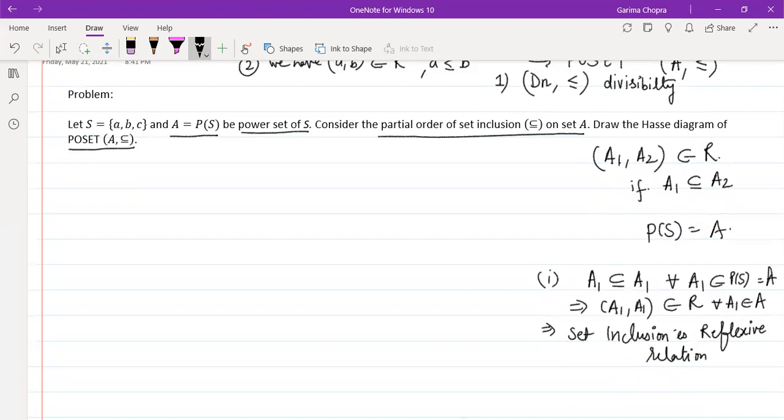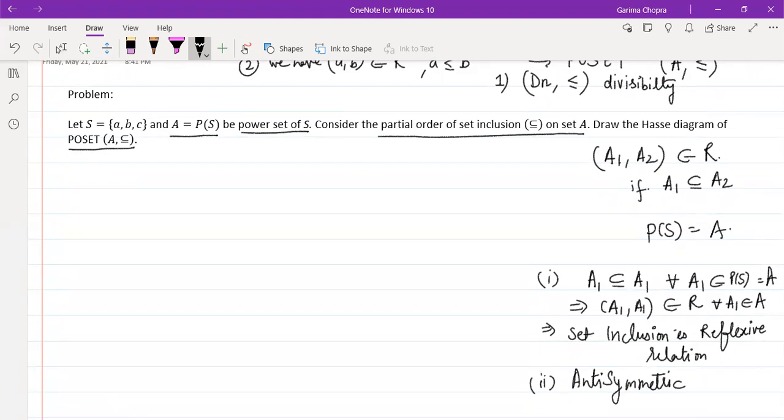A1 related to A2 means A1 is a subset of A2. Now, if you are saying A2 is also related to A1, it means A2 is a subset of A1. If you combine these two, you will get that the two sets are equal, which means that the relation is antisymmetric in nature. I'm not writing it here. I've just given you a hint that in this way, you can show that this set inclusion is antisymmetric.